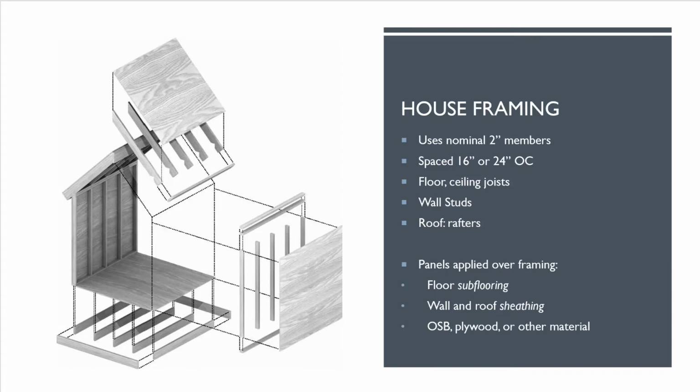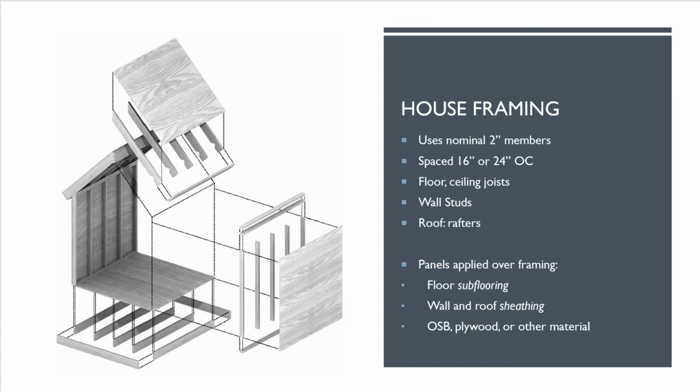So all house framing uses nominal 2-inch members. Think about when you're walking down the lumber aisle at a home improvement store and you see 2x4, 2x6, 2x10, 2x12. Those are all 2-inch members that we can use to frame a home. Typically, studs are placed 16 on center. They can be placed 24. We'll talk about that a little bit more in a minute. We can use 2-inch members for floor joists, ceiling joists, wall studs, and rafters.